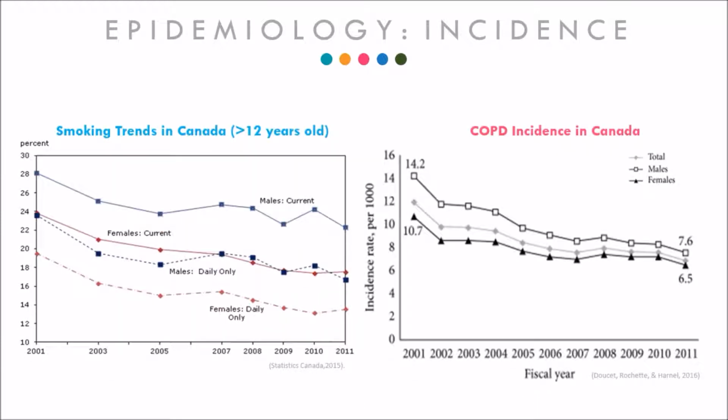Incidence. The line chart on the left illustrates the percentage of Canadians aged 12 and older who are current smokers and daily smokers from 2001 to 2011 for males and females, while the line chart on the right illustrates COPD incidences per 1,000 for Canadians. The current smoking rate in Canada, 12 and older, was 19.9% in 2011, down from 25.9% in 2001. The rates for men and women both dropped 6 percentage points during this period.